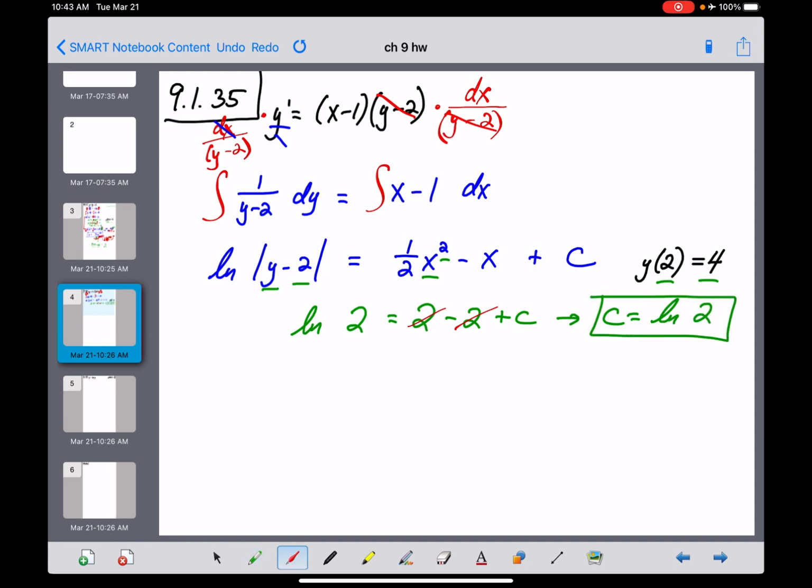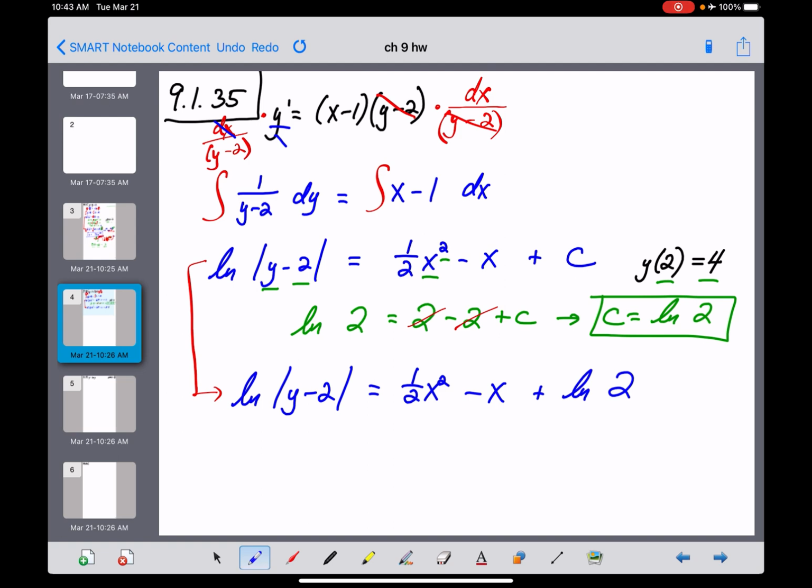Okay, so that's what I got. Let's go back to where we were just a moment ago and see how we can do solving for y. So the natural log of the absolute value of y minus 2 is equal to a 1/2 x squared minus x, and then plus the natural log of 2. All right, we have some work ahead of us here, guys. We need to get rid of the natural log by exponentiating both sides. So the e and the natural log cancel, and we end up with a y minus 2. I'm not writing the absolute value because I'm about to put a plus or minus here on the right-hand side.